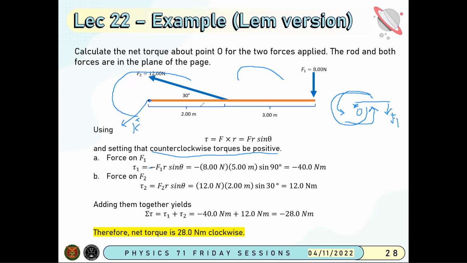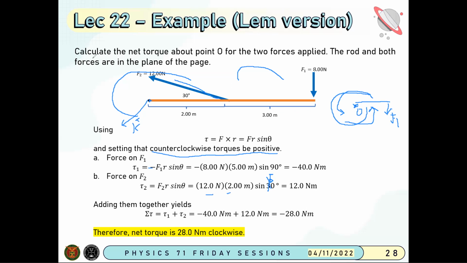Yung F2 naman, pataas. So, okay lang naman yung torque niya. So, positive yung torque nito, which is now 12 newtons times 2 meters times sine ng 150 degrees. Okay? Actually, same lang naman yata yun, sine 30 and sine 150. Yep. So, sine 150 degrees, para lang consistent tayo. And that will be 12 Newton meters.